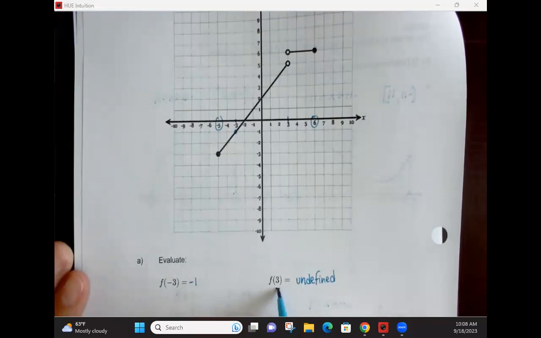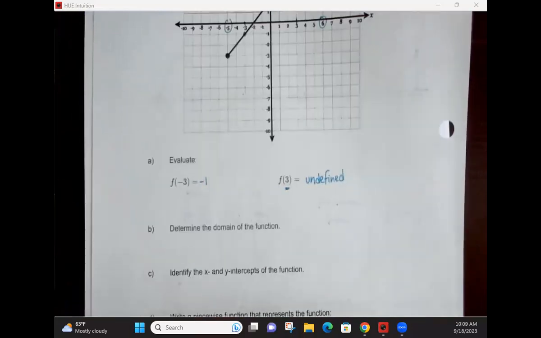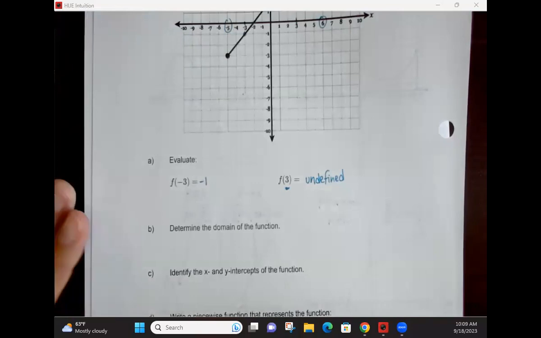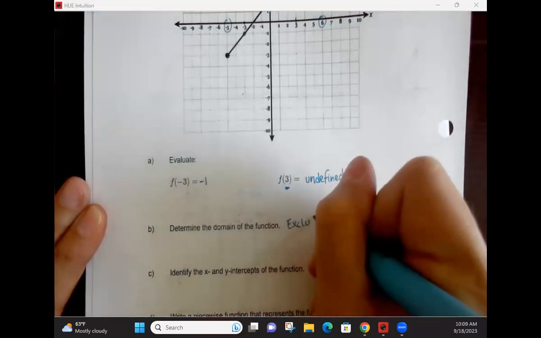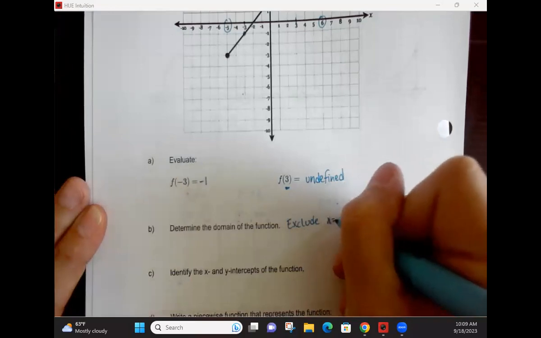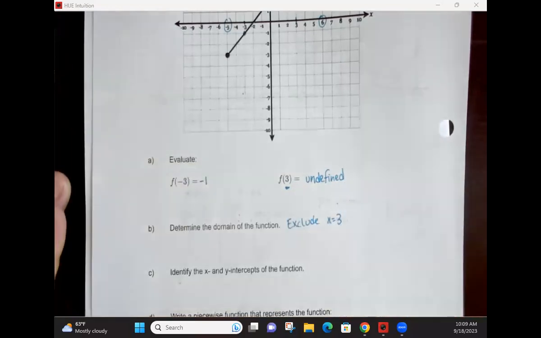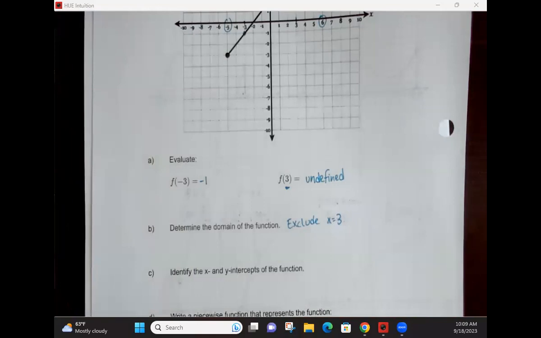Well, what did we just say about 3? Does 3 have a y value? When x is 3, do we have a y? No. So that means we're looking at everything from -5 to 6, but we have to exclude x equals 3. We actually don't have a defined point when x equals 3.